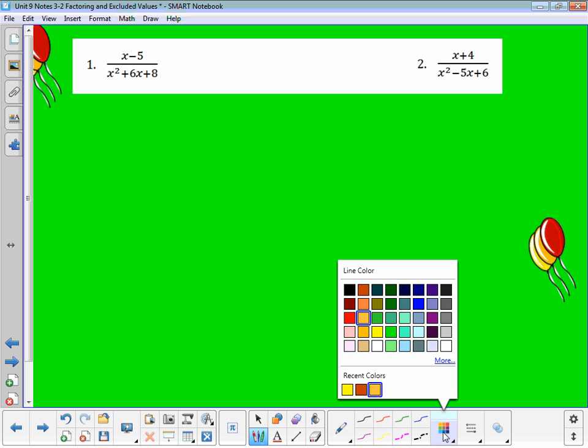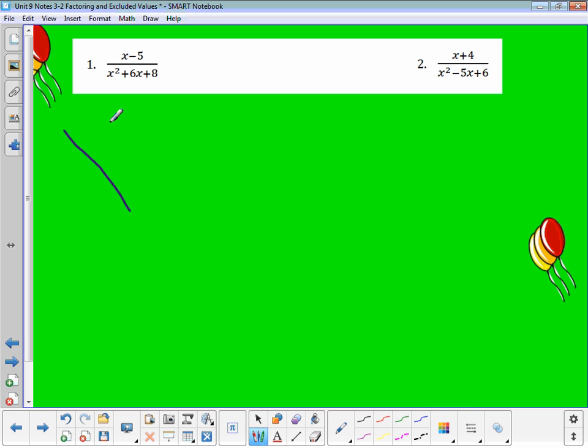So the first thing we're going to do on number 1 is factor. So I'm going to multiply to 8 and add to negative 6. So I want to think, okay, things that multiply to 8: 1 and 8, 2 and 4. Well, 2 and 4 add up to 6. So I'm going to write out the bottom, splitting up that 6x as 2x, oops, not 2x, plus 4x, there we go, plus 8.